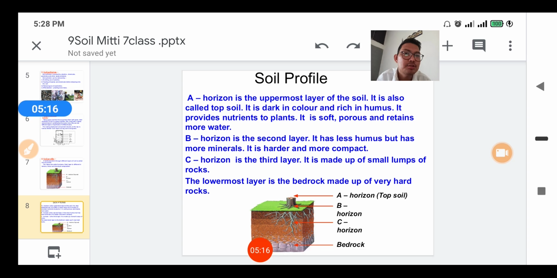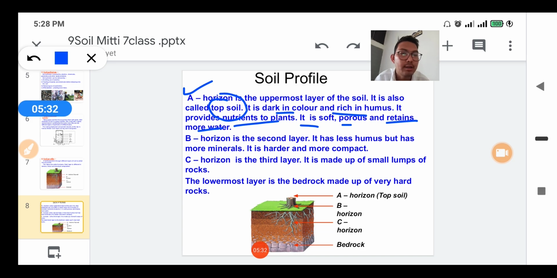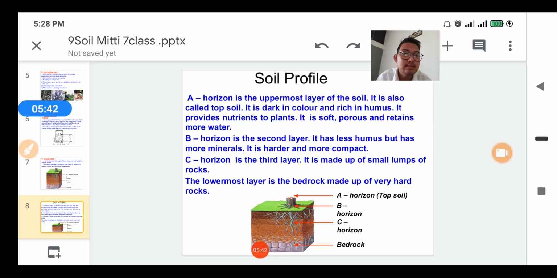A horizon is the uppermost layer of soil and it is also called topsoil. It is dark in color and rich in humus. It provides nutrients to plants. It is soft, porous and retains more water. And roots of the plants are immersed in the A horizon of the soil profile. You got it?